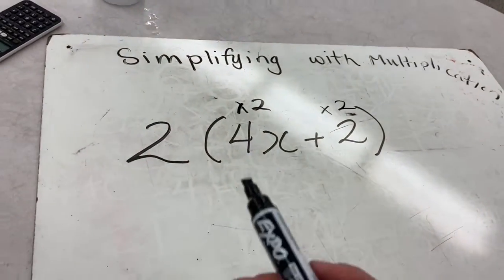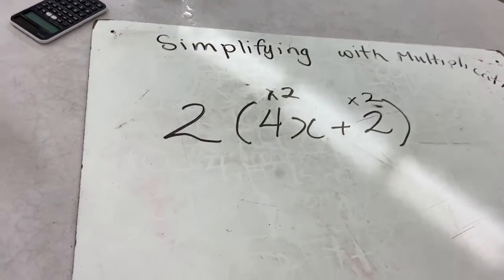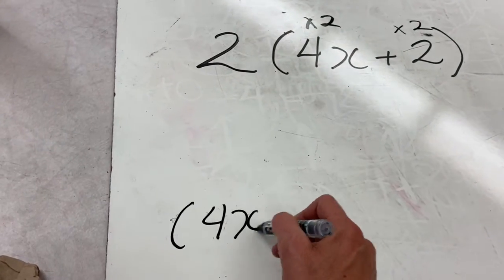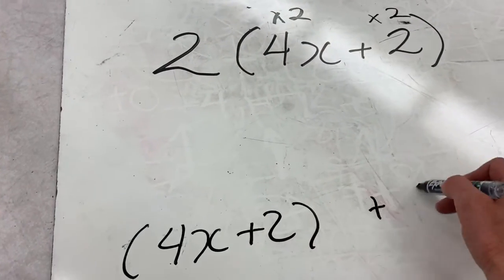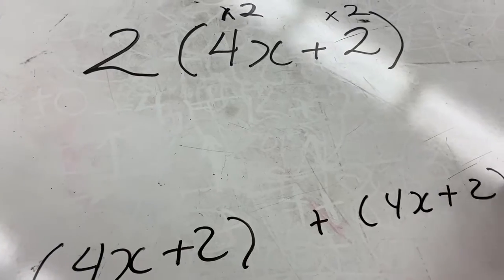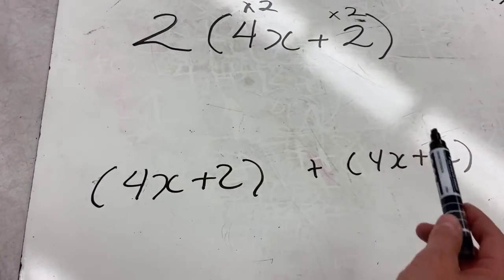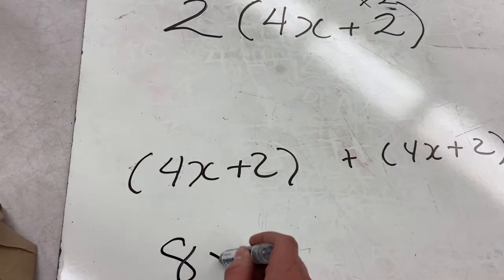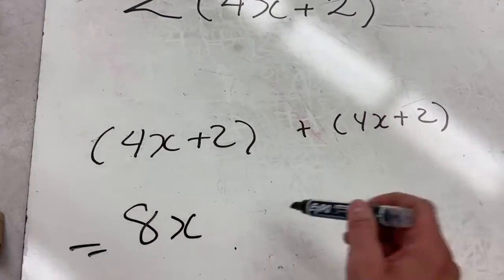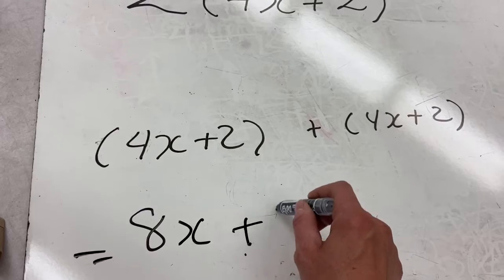Just imagine, if I have 4x plus 2s, it means I have 4x plus 2 plus another 4x plus 2. And if I simplify that, 4x plus 4x gives me 8x. 2 plus 2 gives me 4.